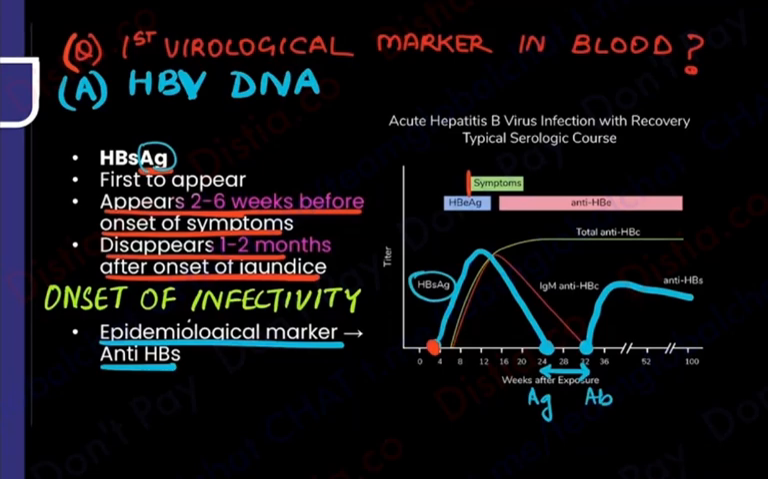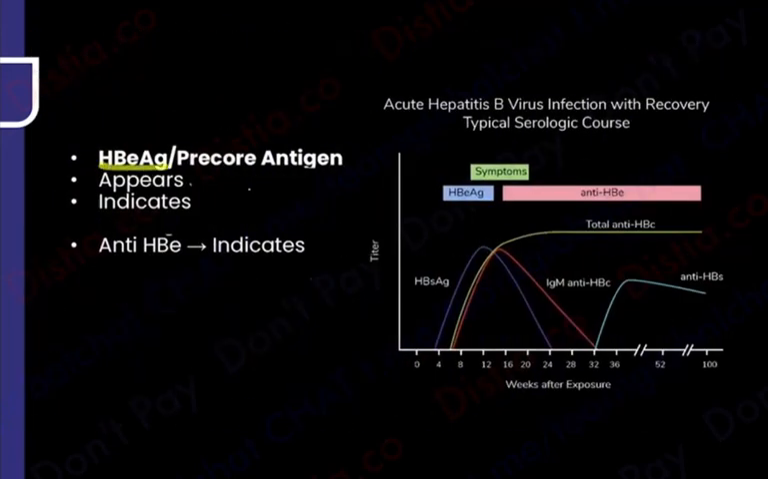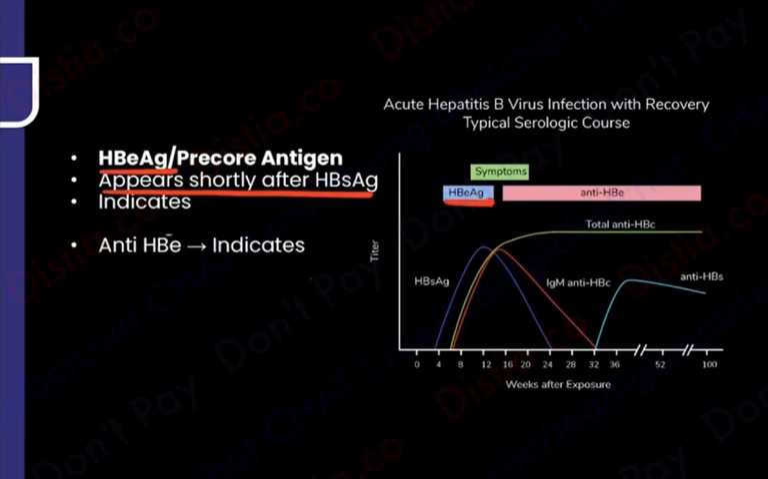Okay. After this, if you look, hepatitis surface is done. Shortly after it, hepatitis E is coming out. What was hepatitis E, if you remember? Pre-core antigen. So I can see HBS was here. Shortly after it, I can see that HBE is also coming up. So it appears shortly after HBS. What does it indicate? HBE tells you, oh my god, infection. It tells you the load. Basically, it tells you the infectivity rate.